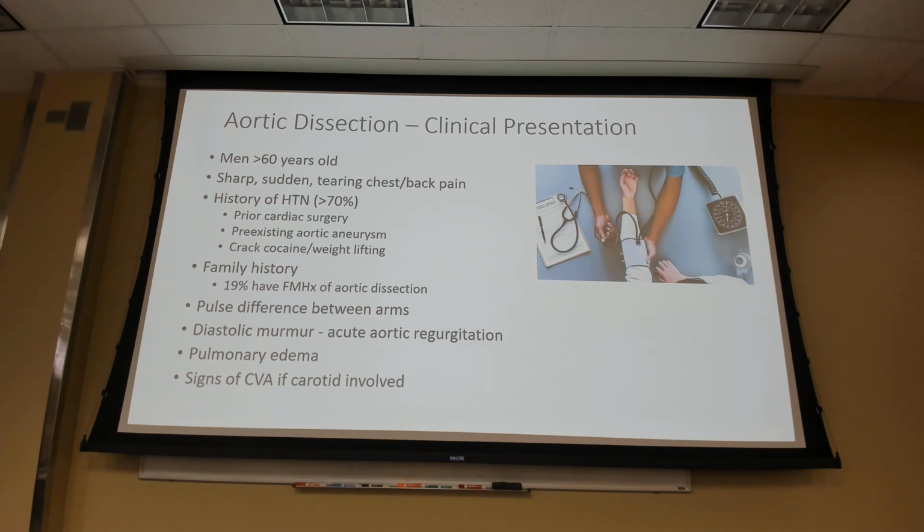And then family history is a big consideration as well. So what you might see is a pulse difference between the two arms. You may see a blood pressure difference between the two extremities. You can hear a diastolic murmur. They may have pulmonary edema. If there's carotid involvement, you may show signs of a CVA. So these are all considerations we have to think about when we're evaluating these patients.